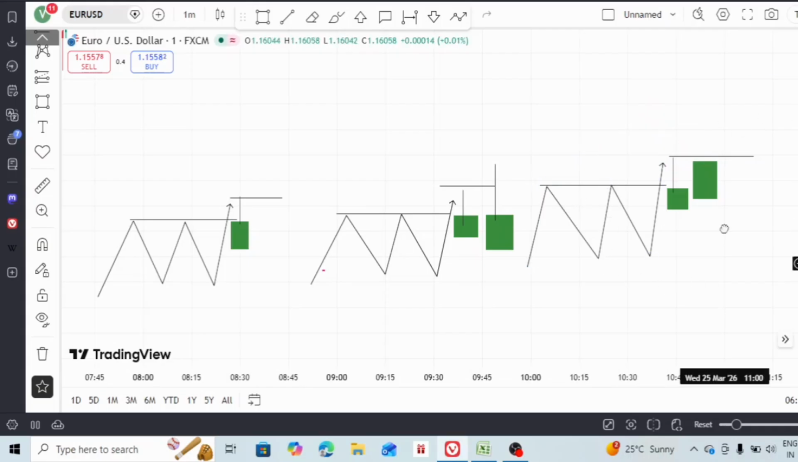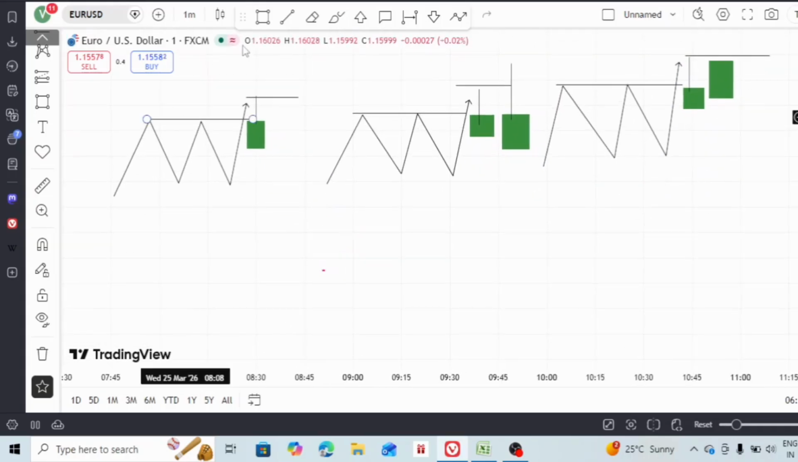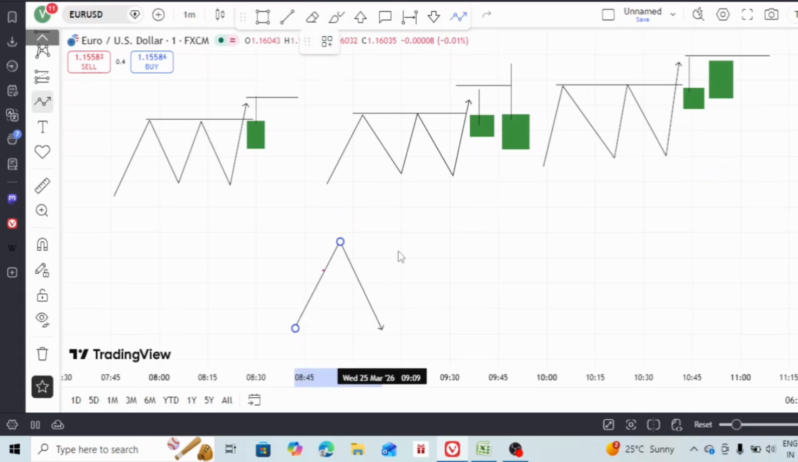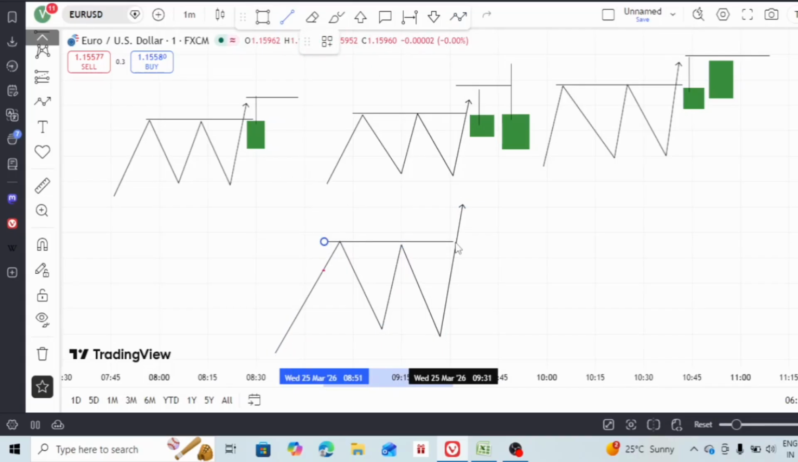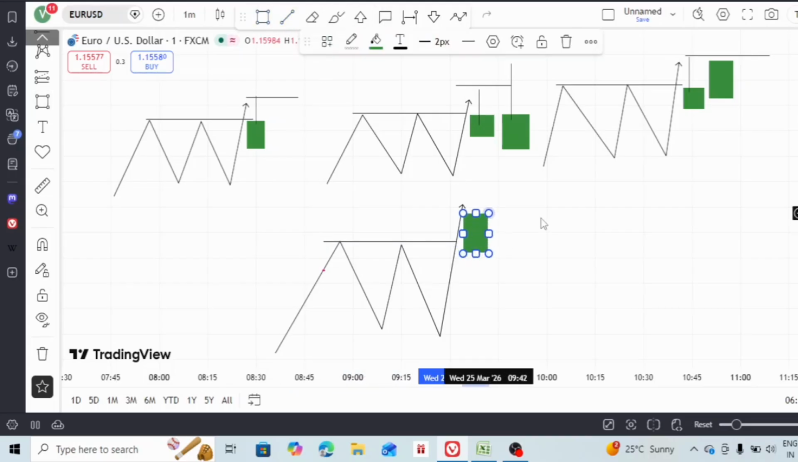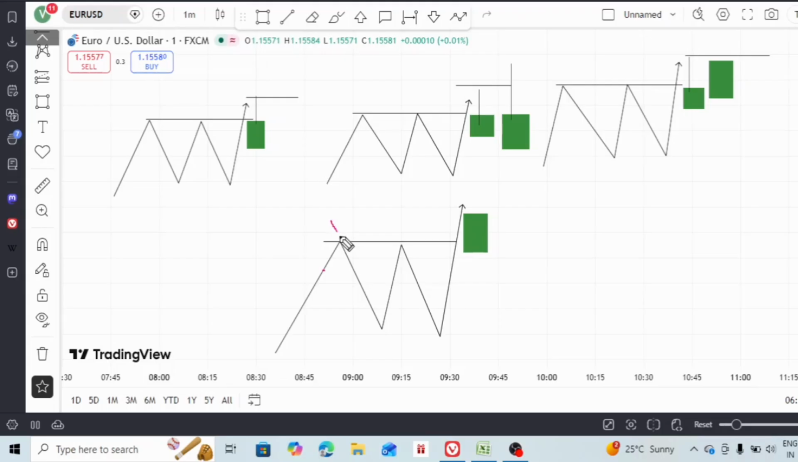So what is the valid higher high? The valid higher high means that it has to break with the body of the candle. Okay, so the market is moving in an uptrend. This is the high level, so if the market breaks with the candle body like this, this high has been broken by the body of the candle, so we can take this as the valid higher high. So our higher high has been confirmed here.